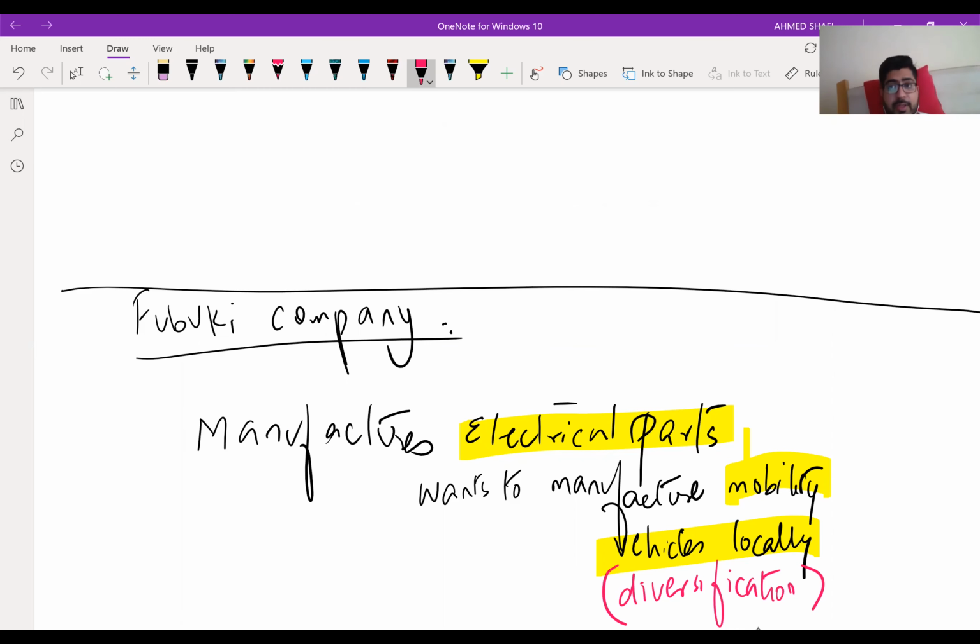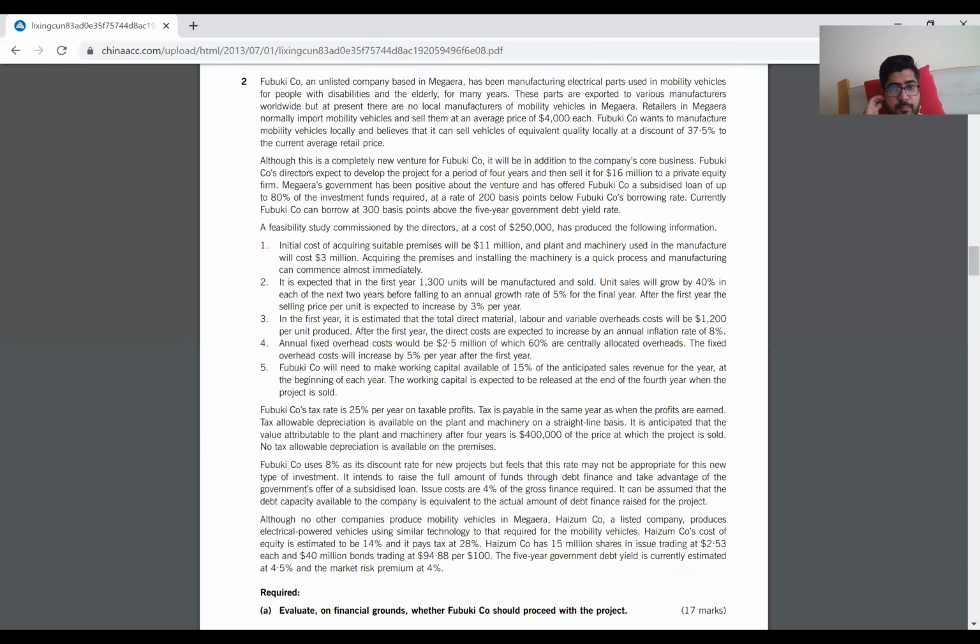Diversification. However, if we're still unclear whether it's diversification or not, I always told you in LAC that you need to read the question till the end. If any proxy data is given, that confirms it's diversification. So Fubuki wants to manufacture mobility vehicles locally, and believes it can sell vehicles of equivalent quality locally at a discount of 37.5% to the current average retail price.